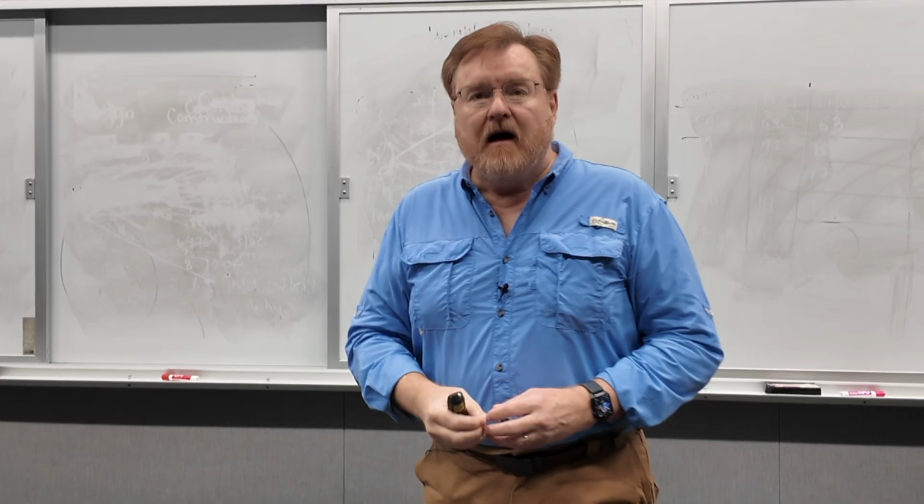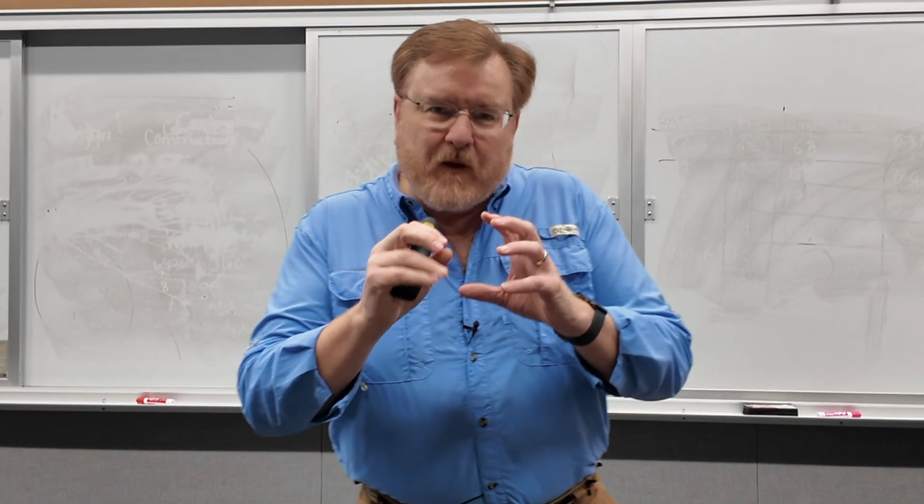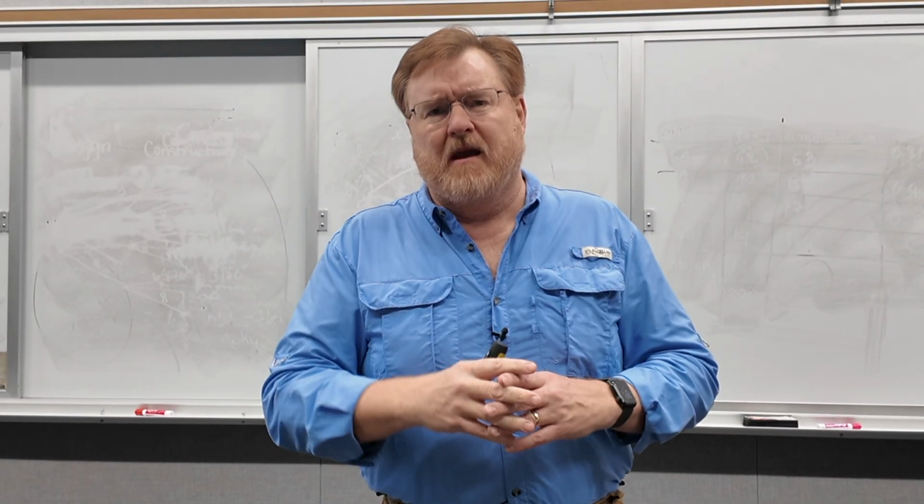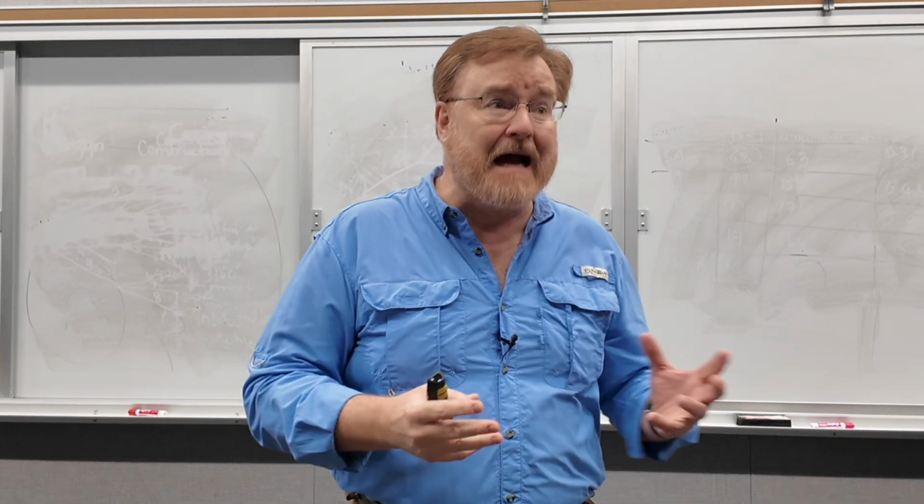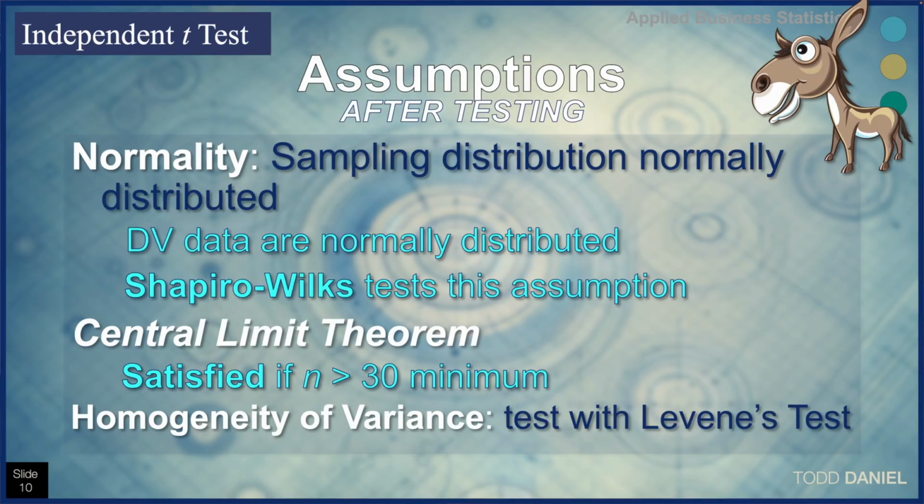All is well. If, however, my sample is non-normal, it's skewed or kurtotic, this is where the central limit theorem comes to our rescue. When we have sample sizes larger than 30, and this is 30 for each group, so 30 racehorses and 30 cheetahs, then the central limit theorem assures that the distribution of sample means is normally distributed, and this assumption has been met.